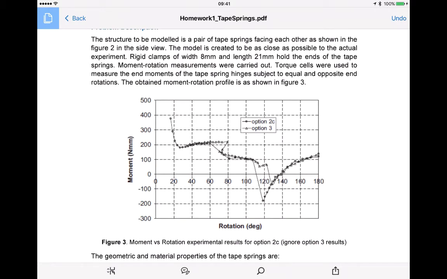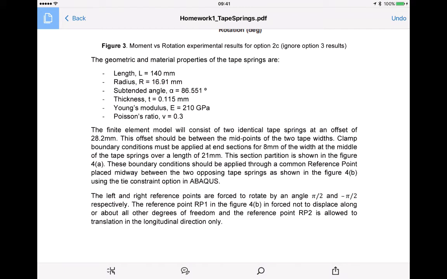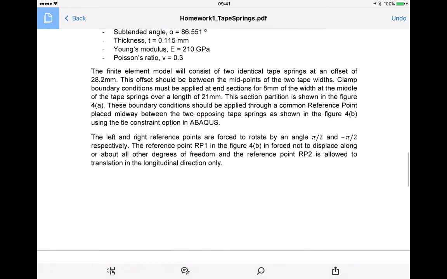We've also given you some results of moment versus rotation experiments. You are working only for option 2C, so you can ignore the option 3 results. You see that there are some events happening over here, which you should also be able to model in your Abaqus model. It's important that you also understand the physical meaning of these events and occurrences. Please read through the assignment very carefully. All the description is given to you, how you're supposed to make it. Of course, the geometry and other things we trust you to develop on your own. The rest of the information is provided to you, especially with respect to the reference points. This is really important.